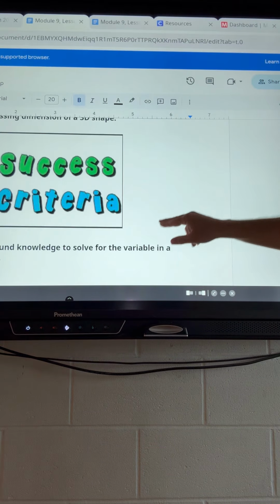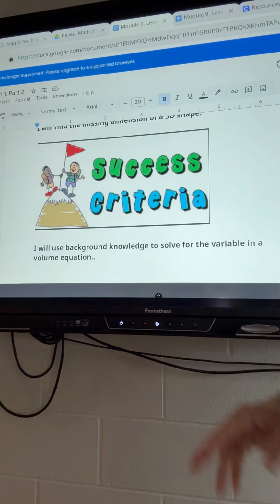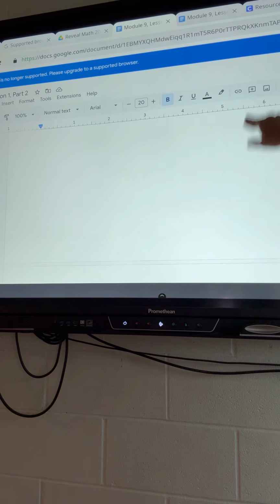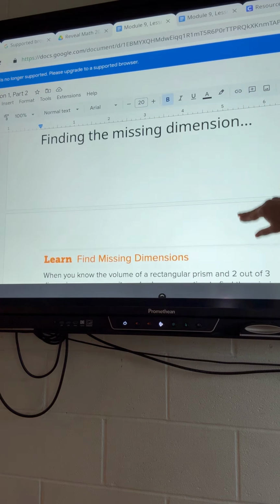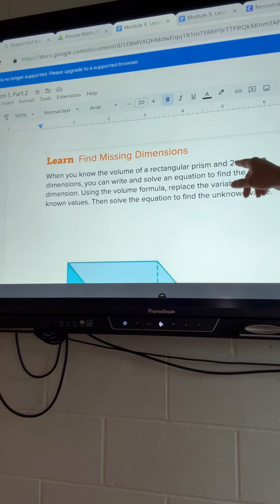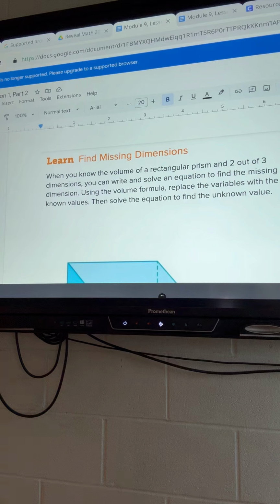3D shapes. So you're going to use your background knowledge to solve for the missing variable in a volume equation. And just to remember, when you know the volume of a rectangular prism and 2 out of the 3 dimensions, you can write and solve an equation to figure out the missing dimension.